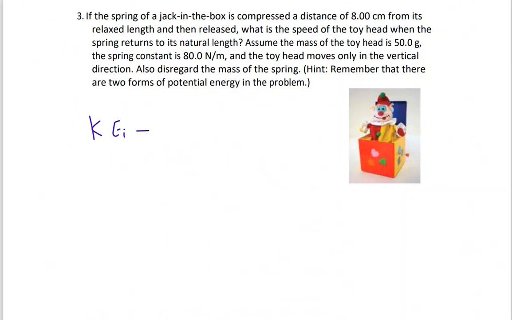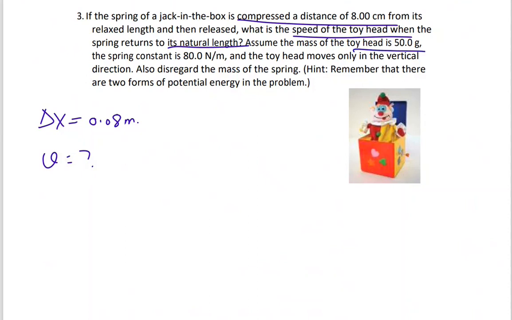I'm going to write the given first. I have compressed a distance, so delta x, 8 centimeters converted to meters, will be 0.08 meter. And then released. What is the speed of the toy head when the spring returns to its natural length? So I need the velocity. Assume the mass of the toy head is 50 grams.